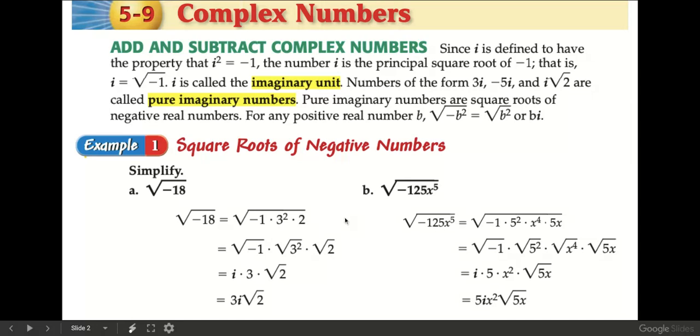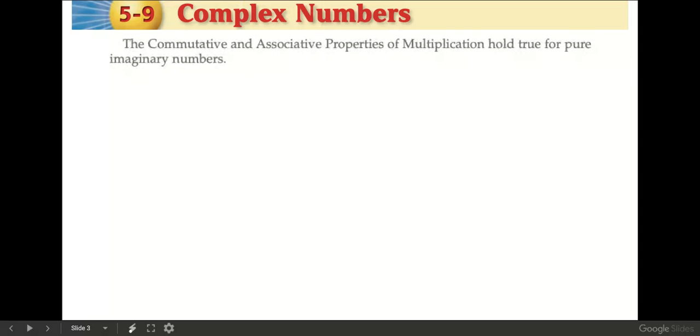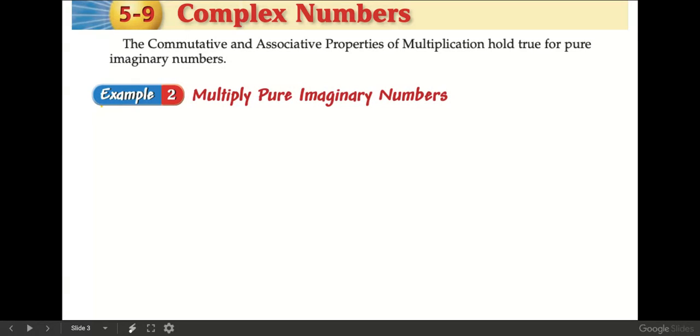So this is a way that we can now simplify negative real numbers, right? Before we said there wasn't anything real. Well, now we have this imaginary unit that we can utilize to help us simplify these. So the commutative and associative properties of multiplication hold true for pure imaginary numbers as they do for real numbers. So let's look at an example here.